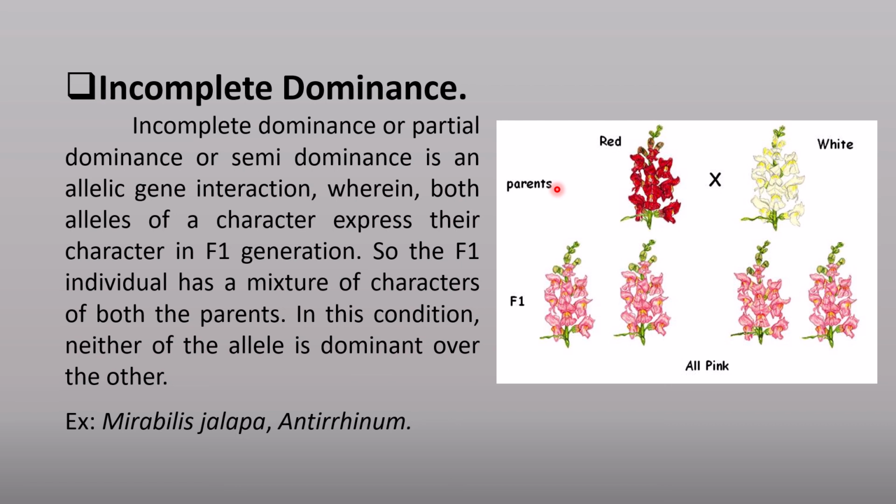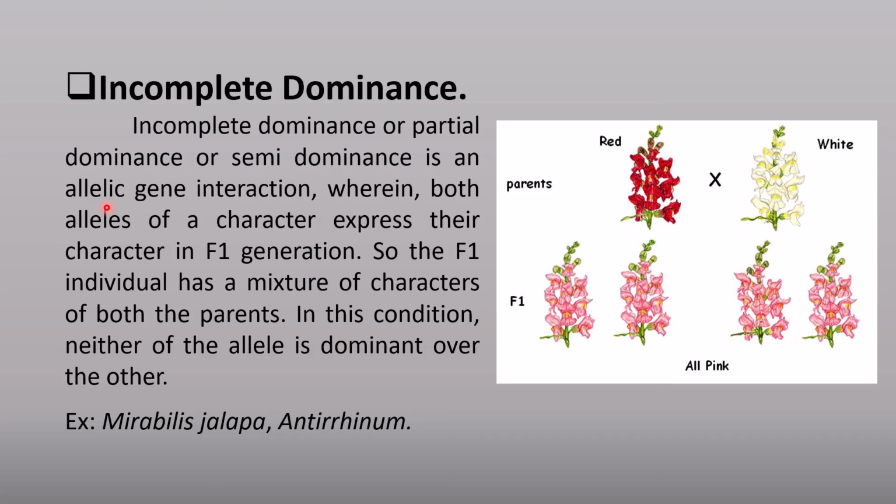Next is incomplete dominance. This is an allelic gene interaction. There is a concept called gene interaction, which is a deviation from Mendel's experiments. In that, there is allelic gene interaction and non-allelic gene interaction. Allelic gene interaction is the interaction between genes within the allelic pairs.